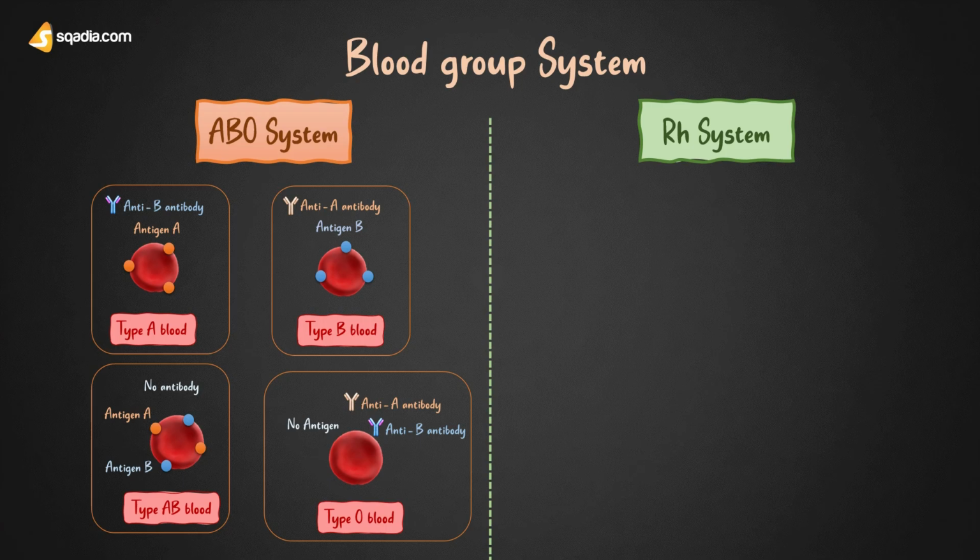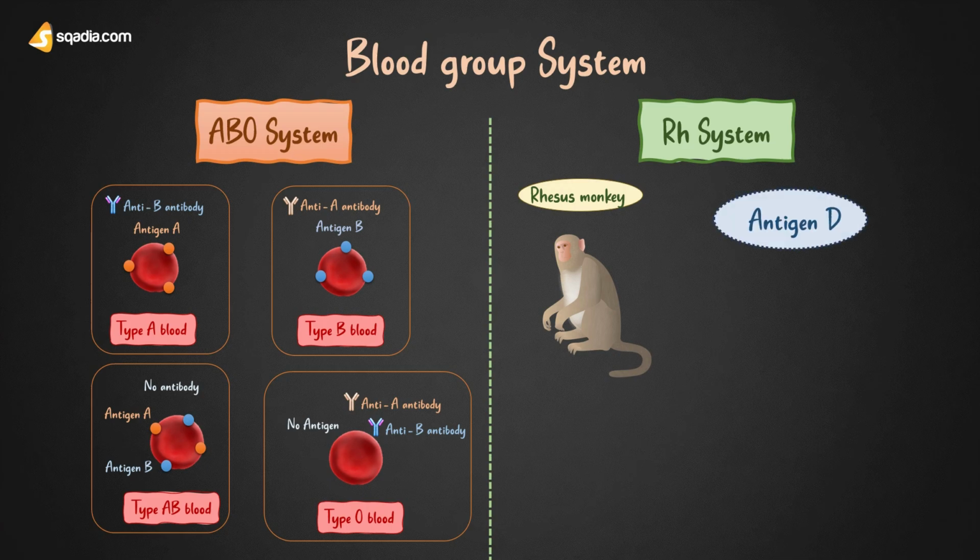Then comes the second blood group system, that is, Rh blood group. The Rh blood group got its name from the rhesus monkey, because it was in this type of monkey that the blood group was first studied. There are several Rh factors in humans, the most prevalent of which is antigen D. If present on the red blood cell membranes, the blood is called Rh positive. If not, it is called Rh negative.